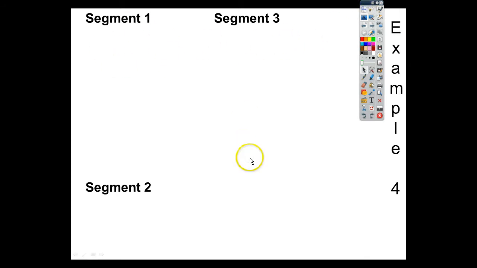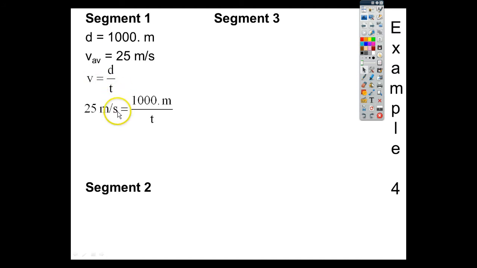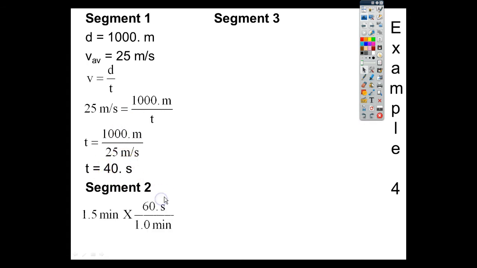In the first segment, she travels 1,000 meters at an average speed of 25 meters per second. We need to know how long that took her. So we'll use our equation again, v is equal to d over t. Plug all our numbers in, do our math, and we end up with a time of 40 seconds for that first segment. For segment 2, they make it really easy. They tell us 1.5 minutes, but we need everything in seconds.